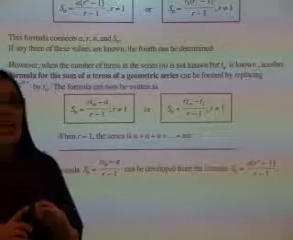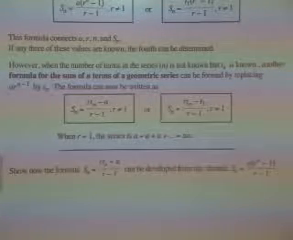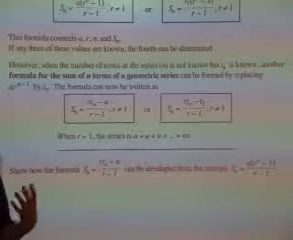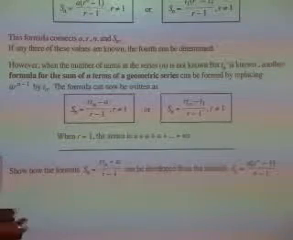So we have 4 unknown values, a, r, n, and s of n. If we have 3 of those values, we can use the formula. So we need to have at least 3 of those values, and then we can find the 4th unknown.